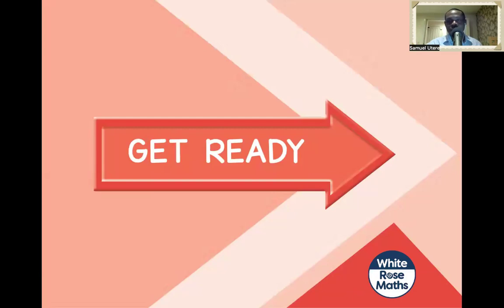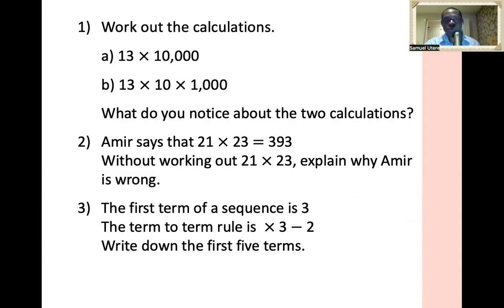Before we start, I would like you to do the retrieval practice questions in 3 minutes. Assuming you've answered the questions, here are the answers. Let's discuss them. For the first one, 13 times 10,000 is 130,000.